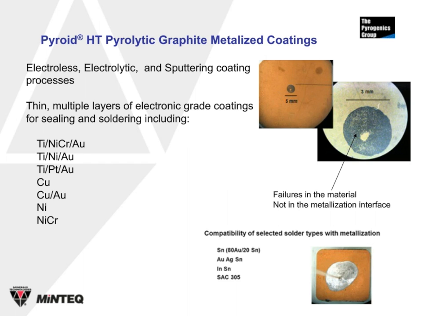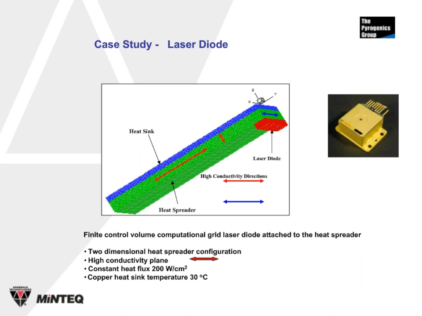Now I'd like to go through one example of a case study which demonstrates the powerful ability of Pyroid HT pyrolytic graphite to remove heat from a source, a point source, which we will use as a laser diode. This schematic, which was generated through finite element analysis, has as an input a laser diode with a constant heat flux of 200 watts per square centimeter.